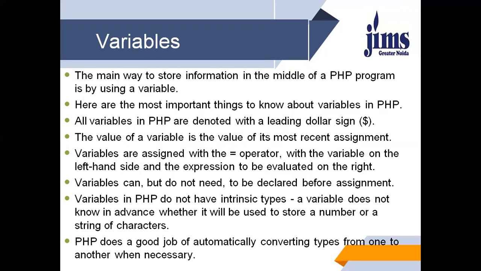A PHP variable must be declared starting with the $ sign followed by a letter. The rest of the variable name can consist of a mix of both alphabets and numbers. So a variable name must start with a letter of the alphabet or an underscore. It contains alphanumeric characters like small letters a to z or capital A to Z, 0 to 9 and underscore. And it should not contain spaces. So there are a few rules while declaring a variable.